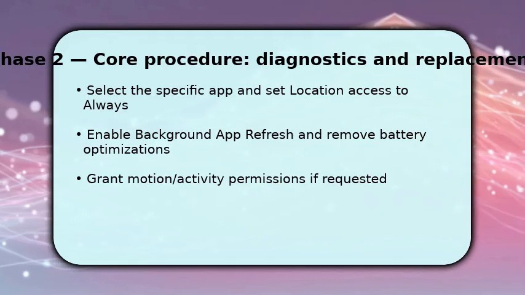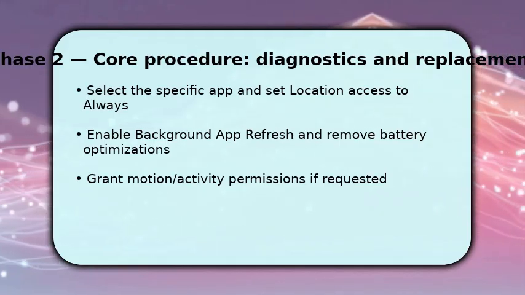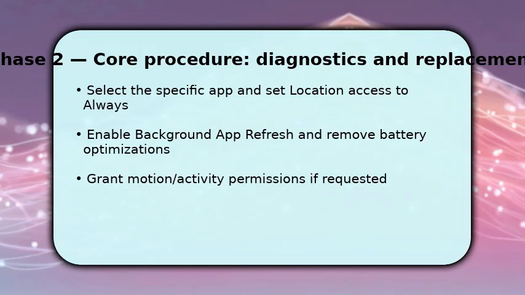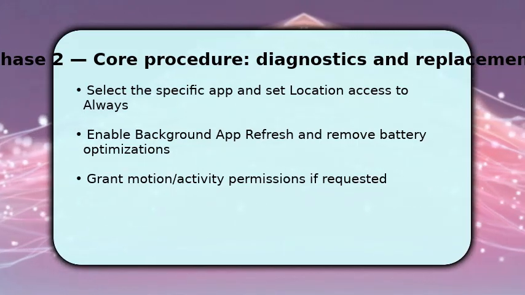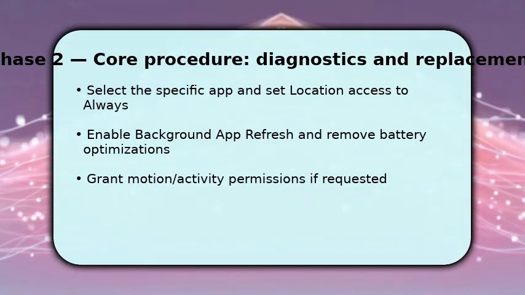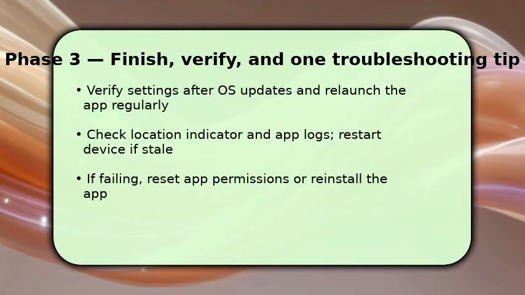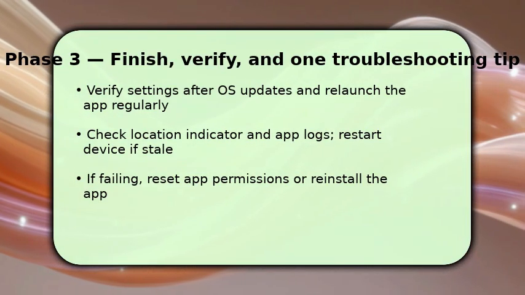Next, disable battery saving or auto kill rules for that app. Otherwise, the system will suspend location updates. Finally, allow motion or activity access if the app asks. This improves accuracy. You finish by locking in persistence and knowing how to fix issues.